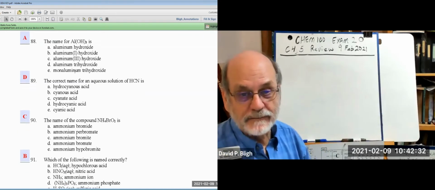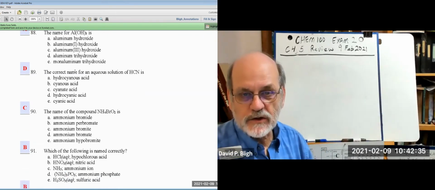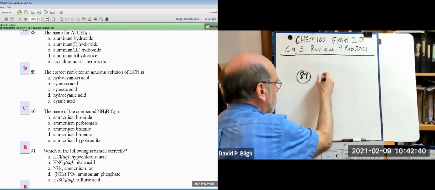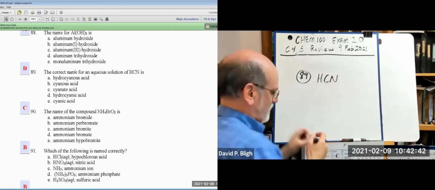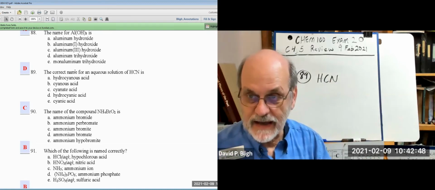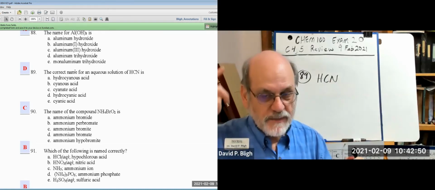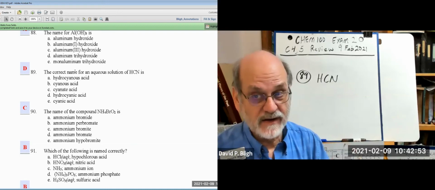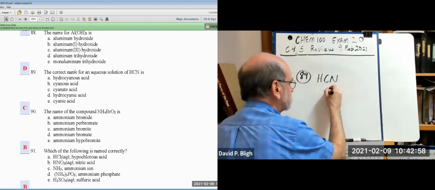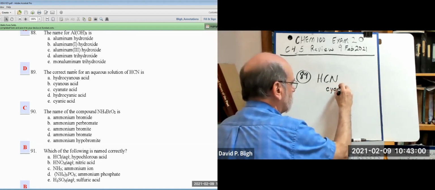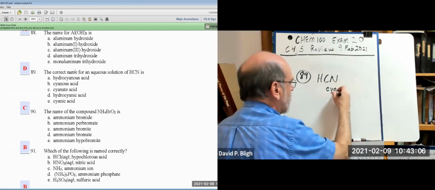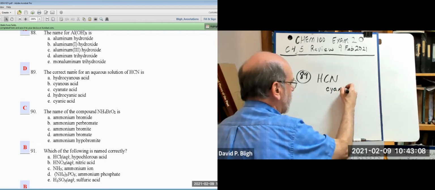All right, 89. Correct name for an aqueous solution of HCN. All right, this is an aqueous solution. It says HCN, which should trigger something in your head. There's a polyatomic ion in there. So what is the polyatomic ion? Cyanide.